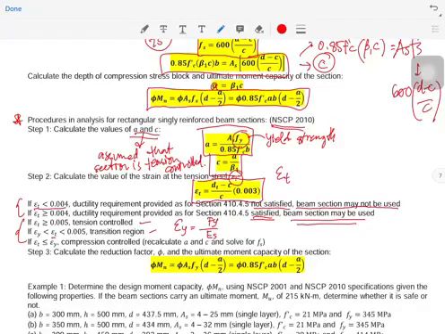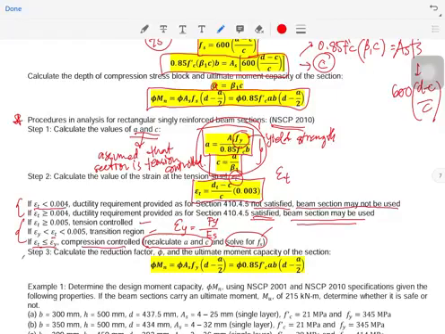Then if your epsilon sub t is less than or equal to epsilon sub y, then you are in compression control. If compression control, then you need to recalculate the values of your a and c and solve for Fs. Therefore your calculated a and c on the first step are not valid now, since your steel does not yield. So you will be using Fs instead.